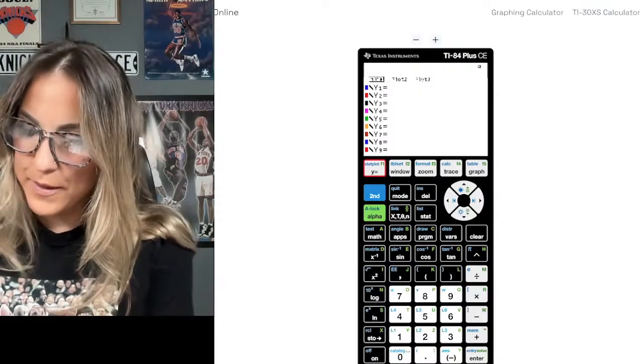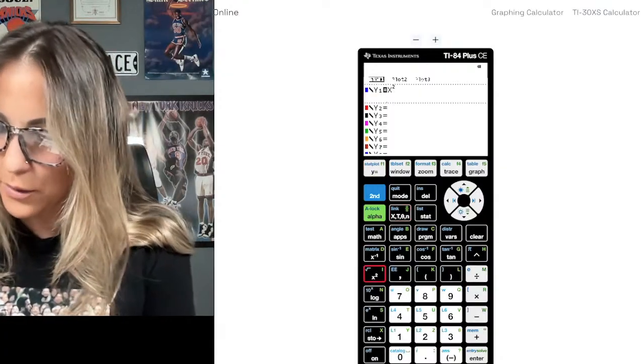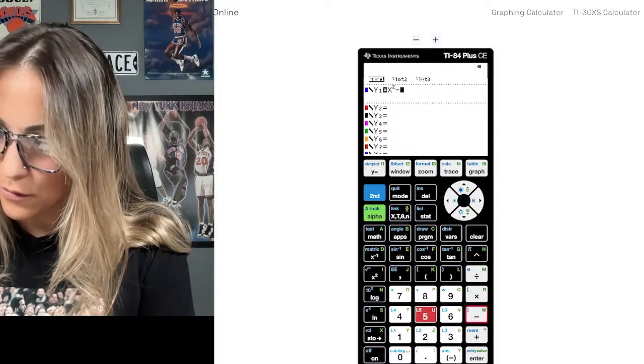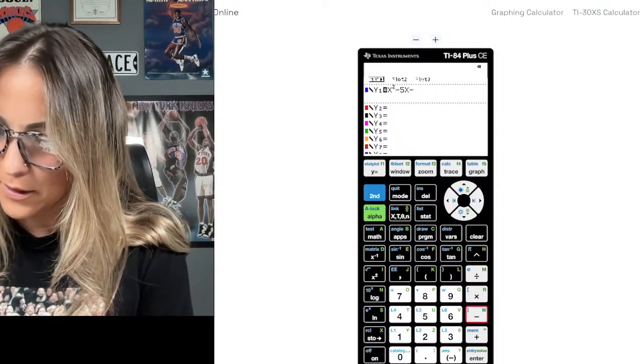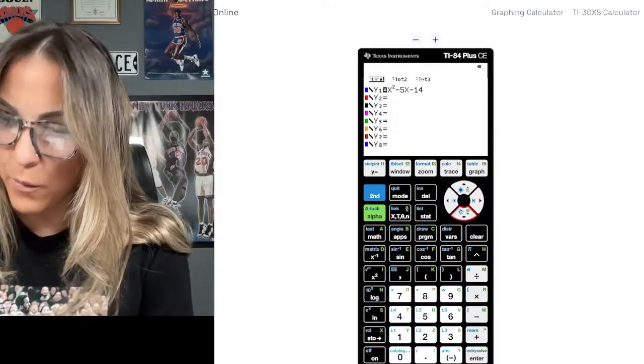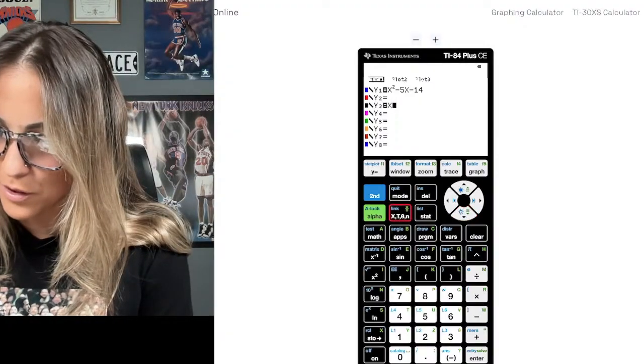So to do this with graphing, let's go to our calculator and we're going to graph both of these equations. So let's graph x squared minus 5x minus 14. And then scroll down and we're going to graph the other one. So we're going to graph x plus 2.